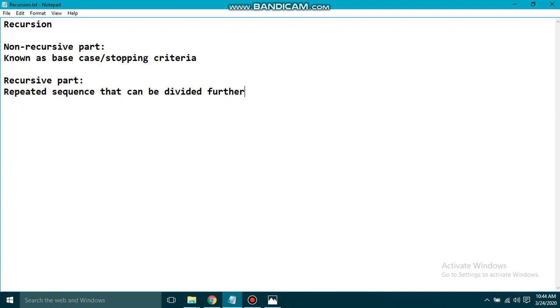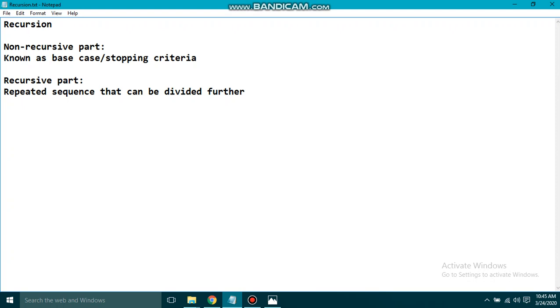There can be more than one base case or stopping criteria depending on the problem, but when you design a recursion problem, make sure you have written all the base cases. Otherwise your recursion will go into an infinite loop. So you have to be careful when you design a problem using recursion. This is how we define mathematically a problem when we implement recursion.